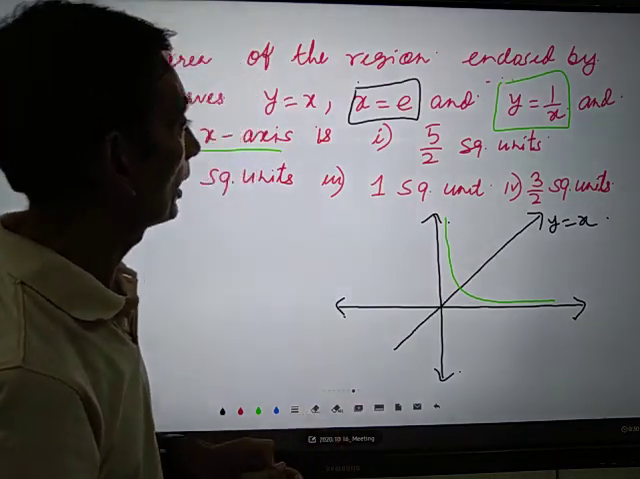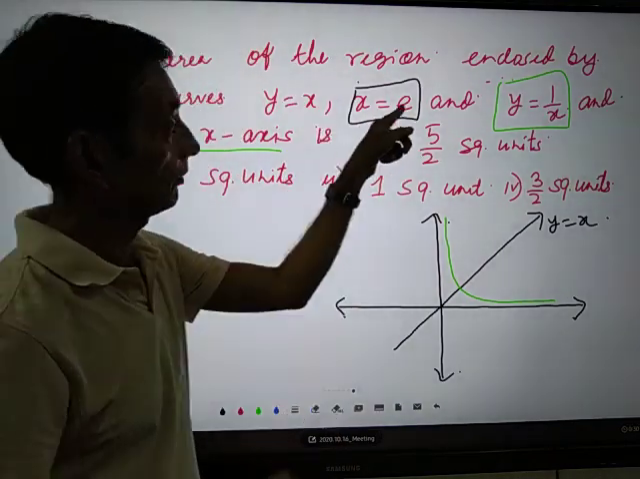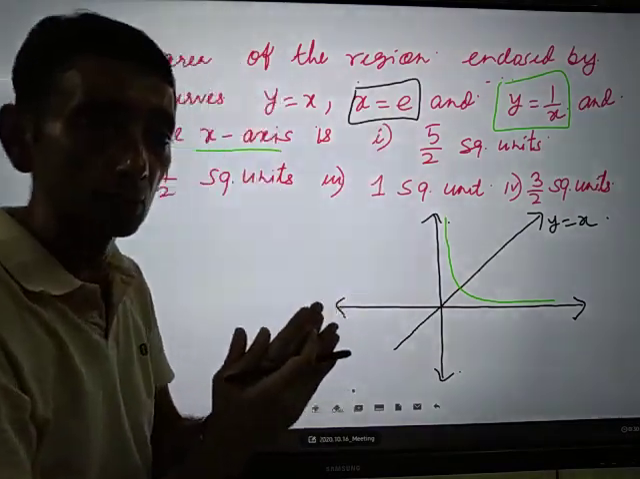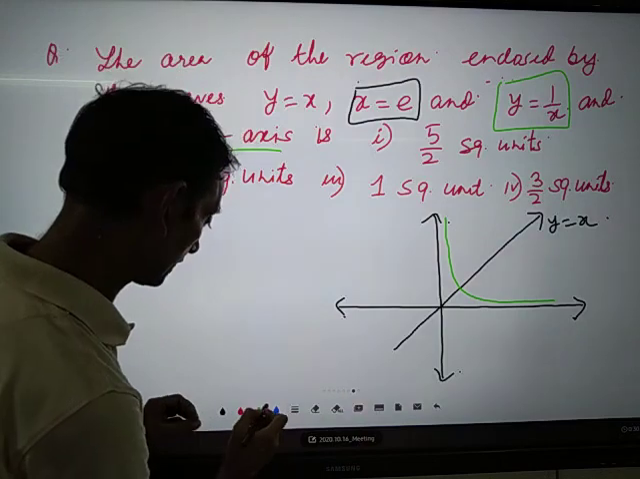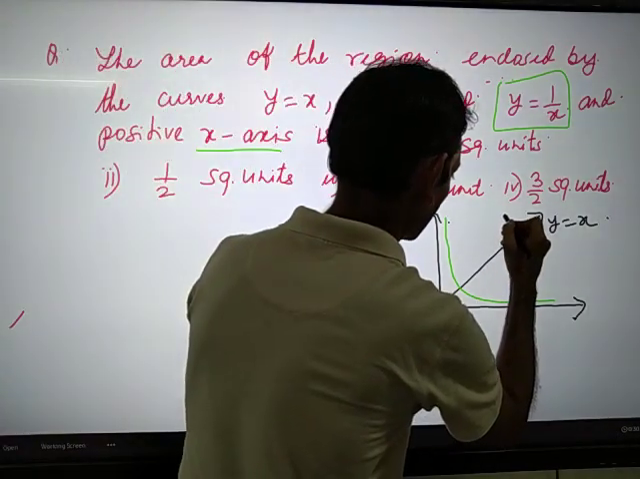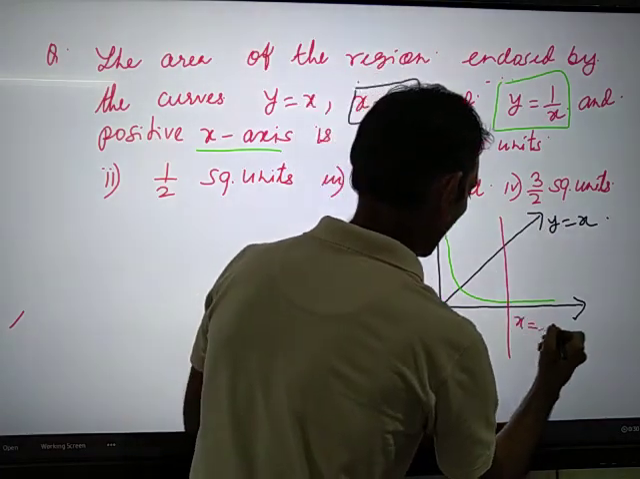Fine. And finally we draw x is equal to e. X is equal to e means the value of e is 2.73. So this x is equal to e line will lie between 2 and 3. So we'll just draw this line. Roughly we can take the line to be this. Say this is x is equal to e.